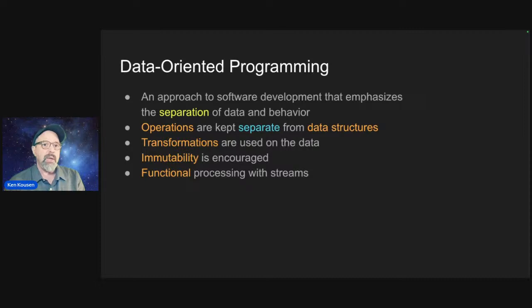But there are some benefits to this, and it can be quite useful in stages. We do transformations on the data. I'll show you some examples of that, but immutability is a big consideration here, so that it works better in parallel as well. And the operations are often done with functional concepts like streams and so on.